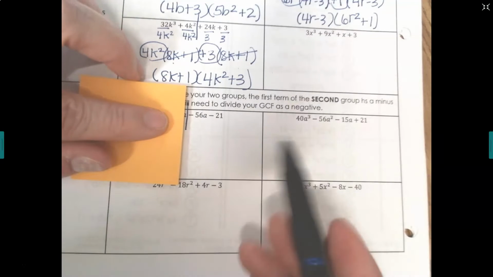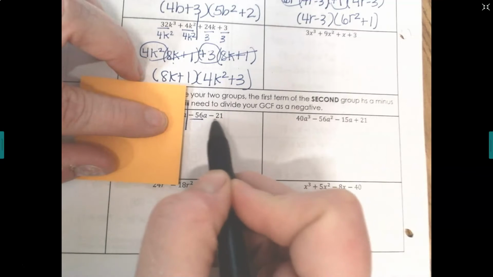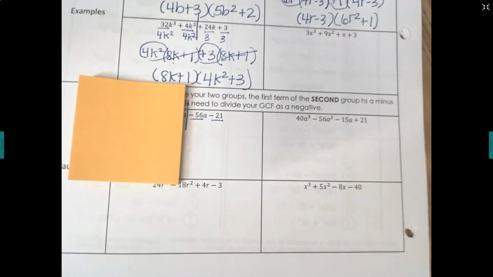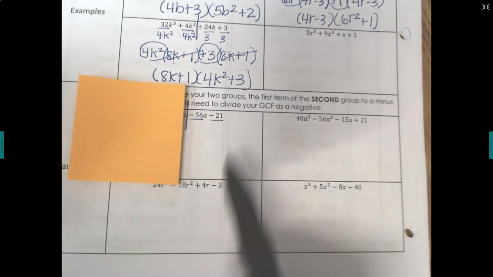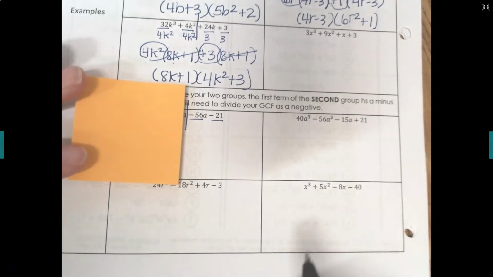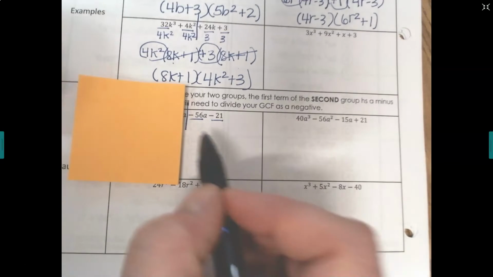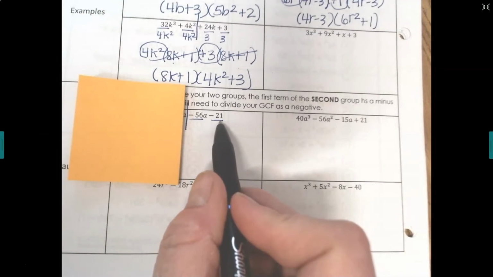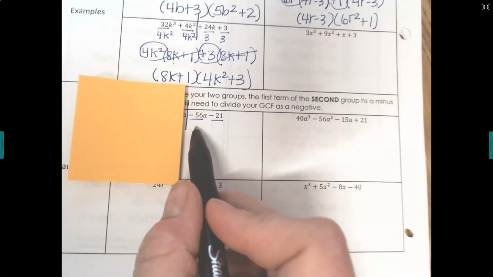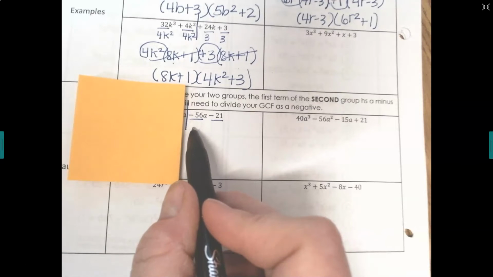We can go ahead and do that side first. So because 56 is negative, looking, I know that 21 does not go into 56 evenly. So I need to come up with a factor that multiplies into 21, but also into 56.